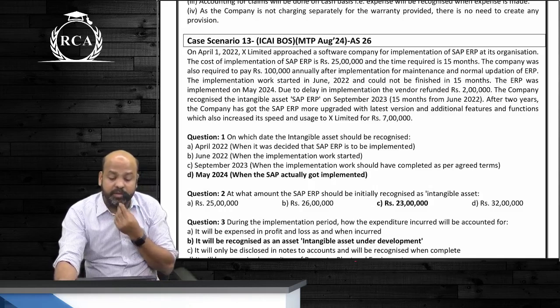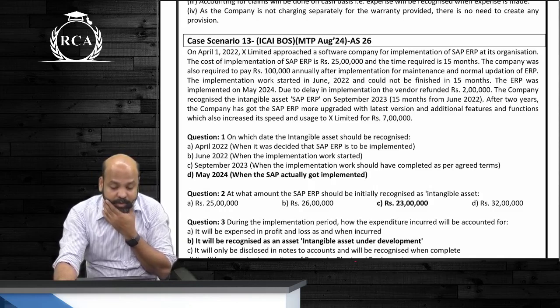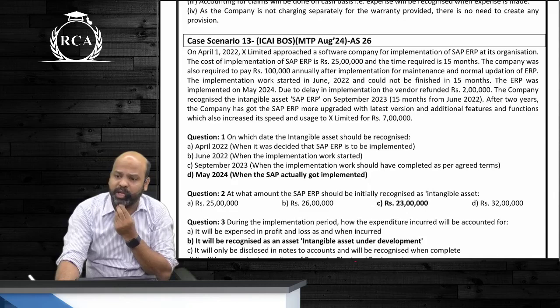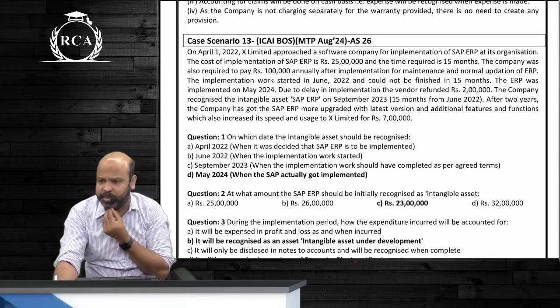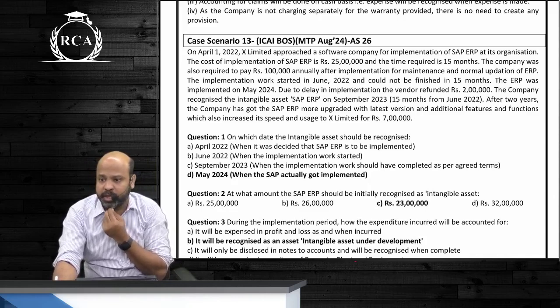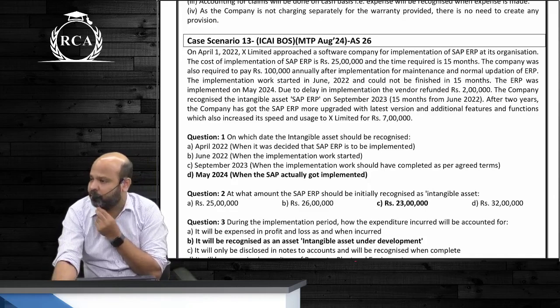The company has recognized intangible SAP ERP in September 2023. 15 months from June 2022. ये अपनी अलग दुनिया में चल रहा है. सामने वाला प्रोडक्ट डिलीवर भी नहीं किया, but we have already recognized the intangible asset. Can you do that? When should you recognize intangible? Only when the product is installed.